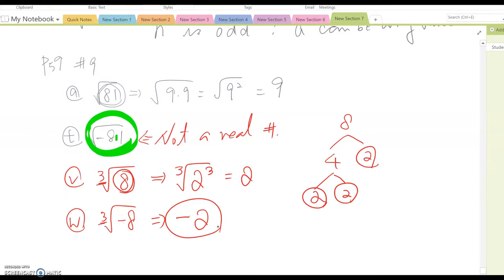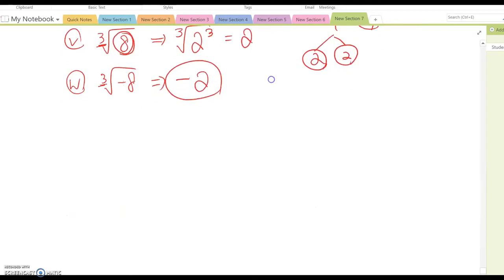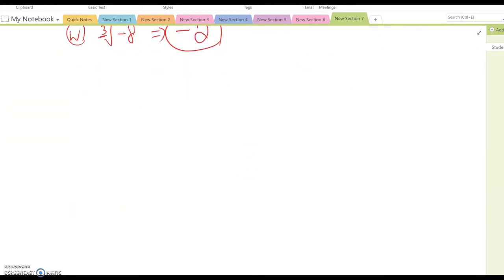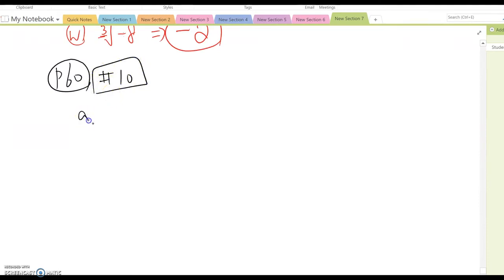Now look at a little bit harder and more complicated problems. We want to simplify. So page 60, number 10. Let's look at a. It is the square root of x squared. This must be super easy. Square power, so it should be x here.